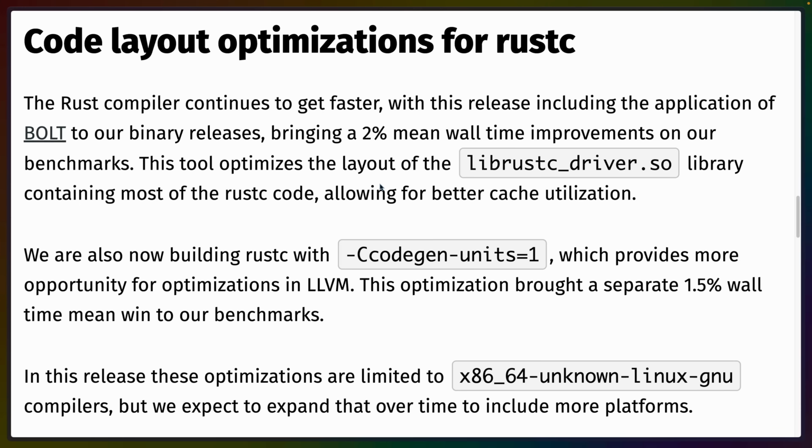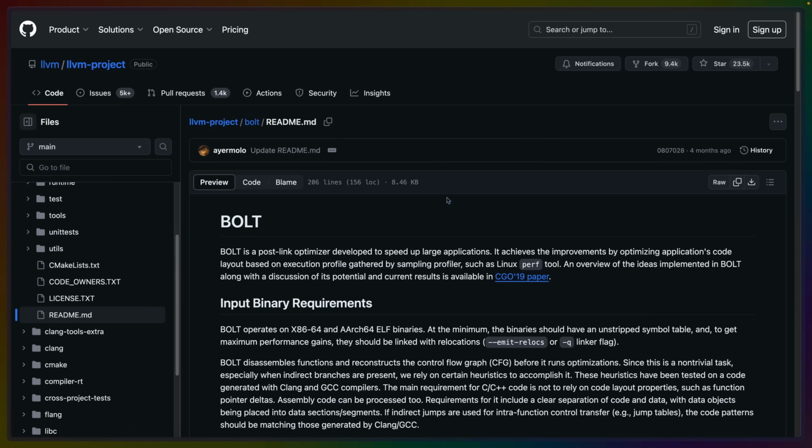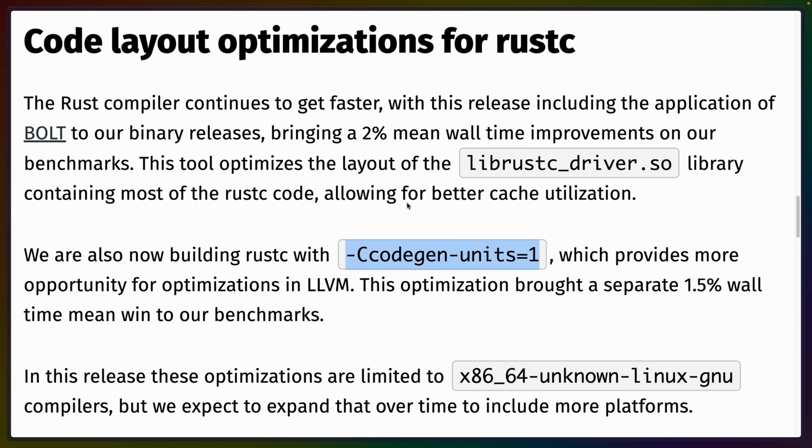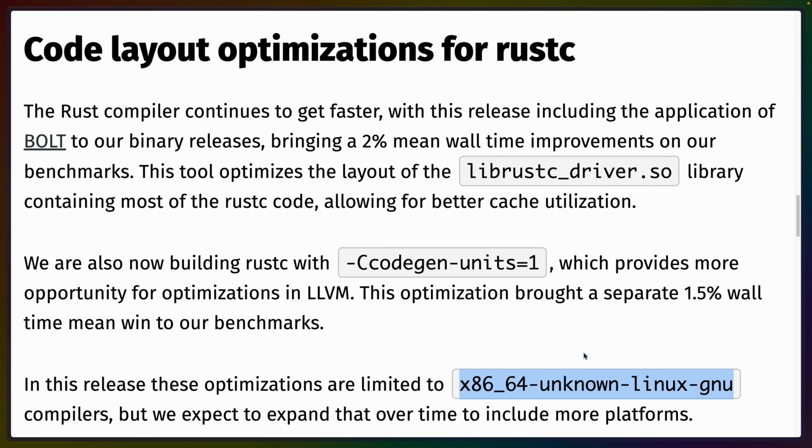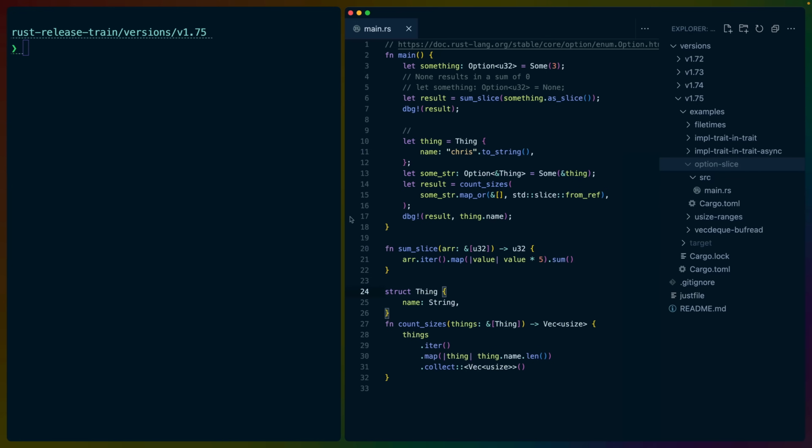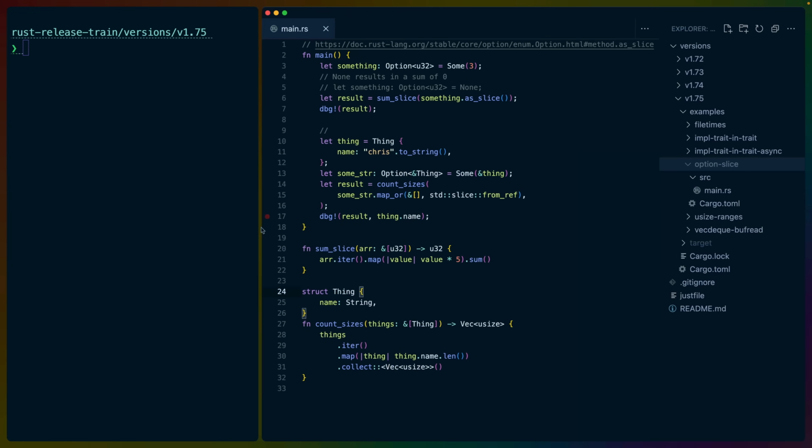So the Rust compiler has gotten faster in at least two different ways, including a 2% improvement from using BOLT, a post-link optimizer, and also building rustc itself with codegen-units equals one. These improvements are restricted to the x86_64-unknown-linux-gnu target, but should expand over time. And then, of course, we've got some newly stabilized APIs as always.